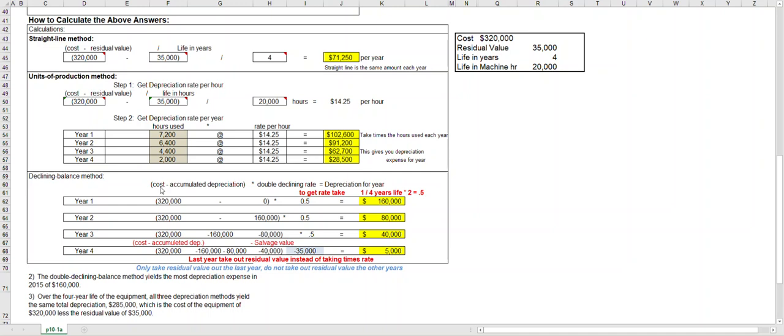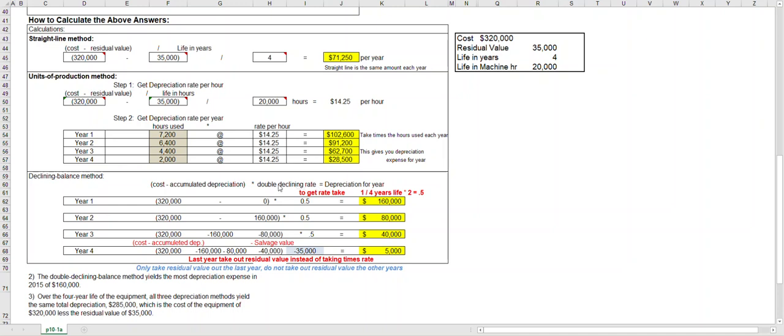Now the formula for every year except for the last year is cost minus accumulated depreciation, not the residual value, but accumulated depreciation. And we talked about in the last video that accumulated depreciation is all depreciation expense taken to date, times the double declining rate.